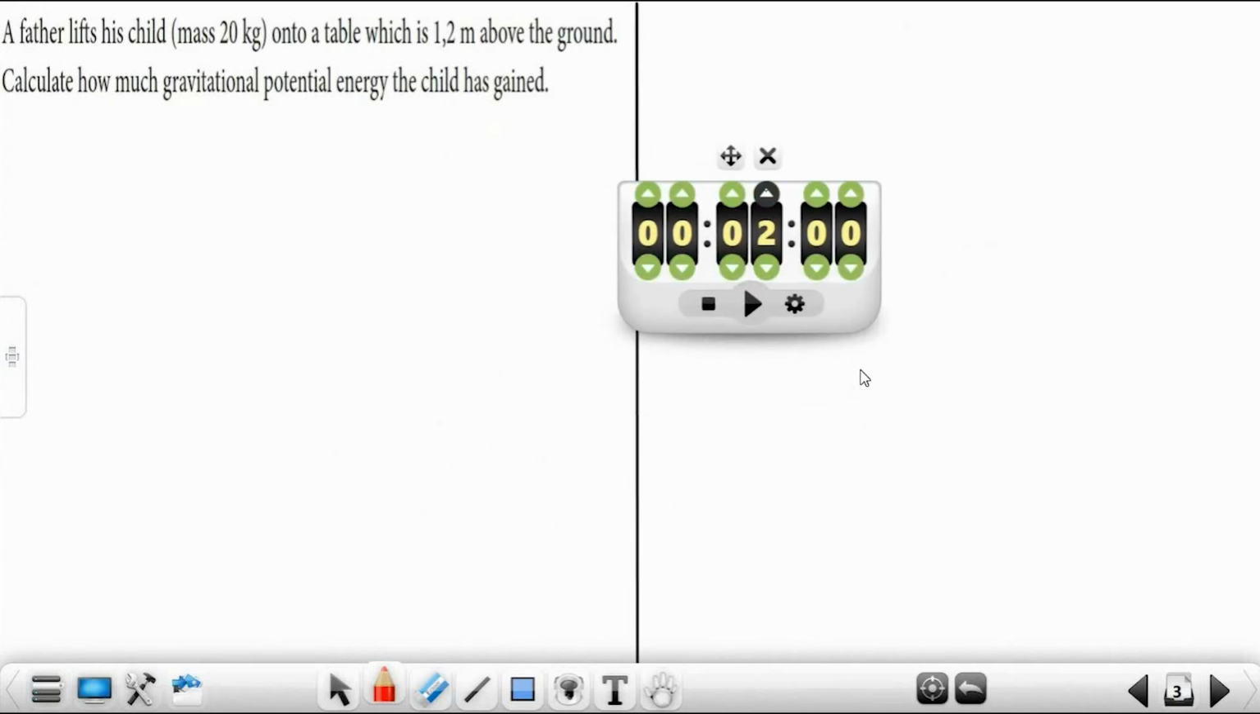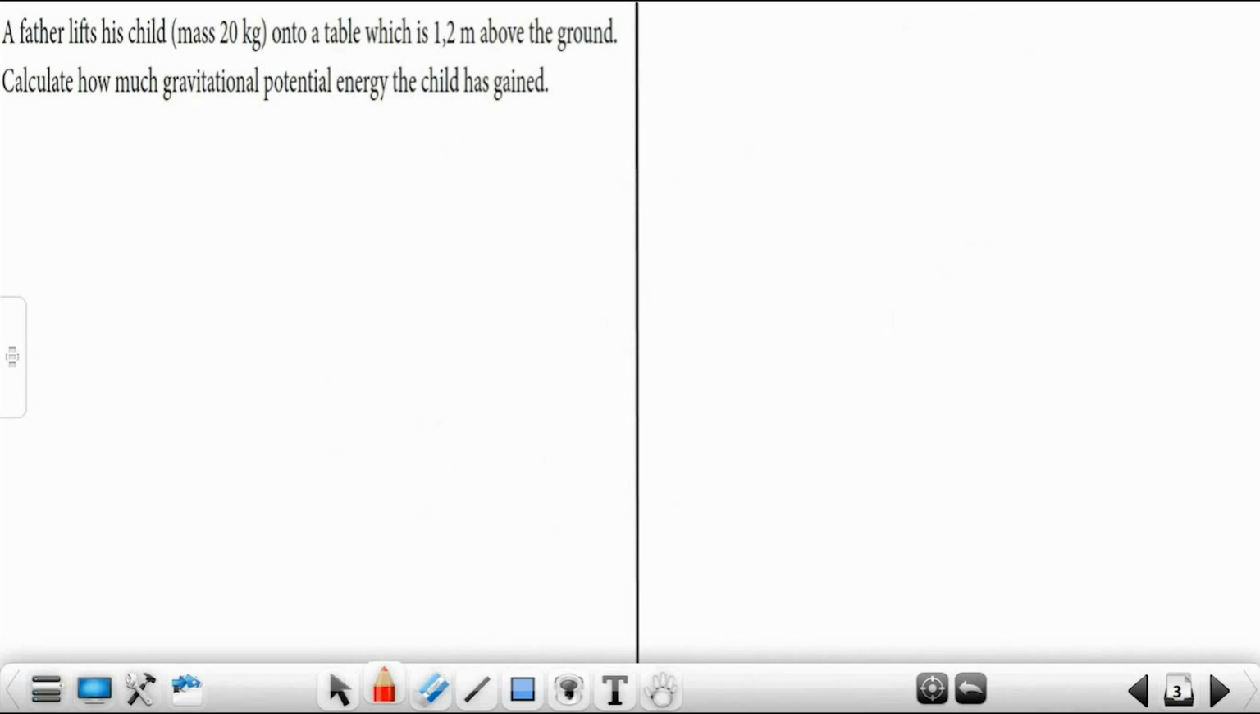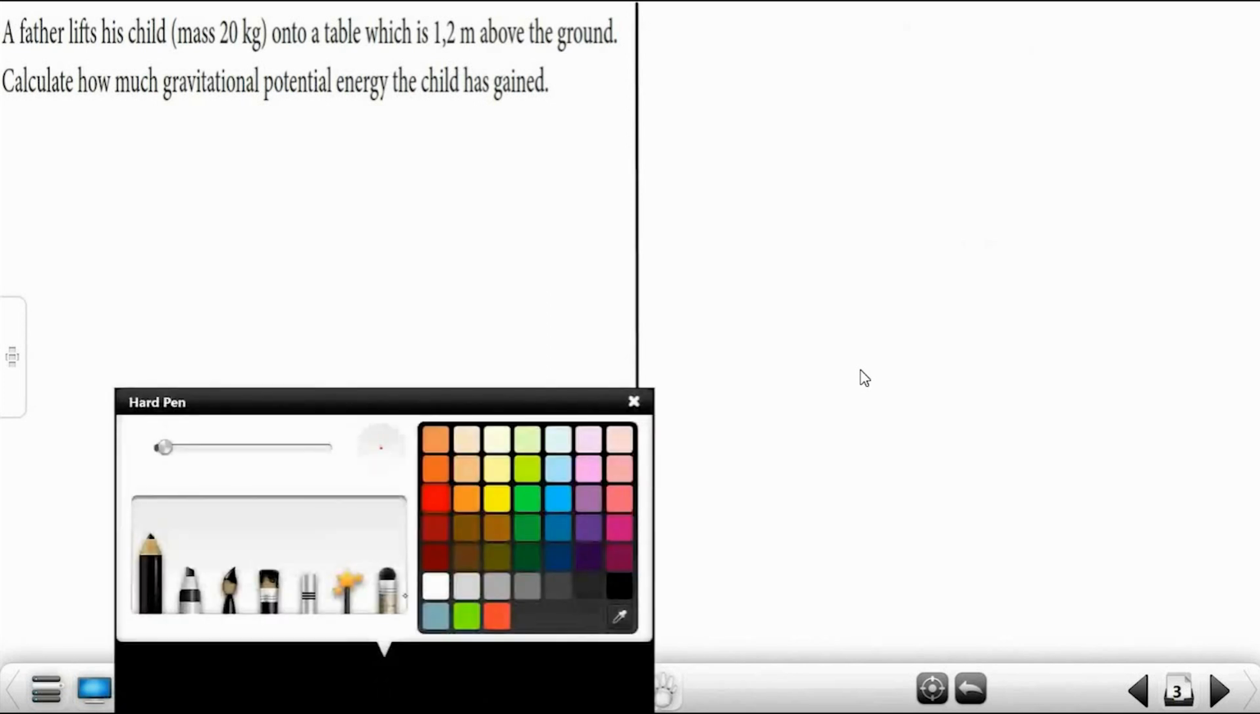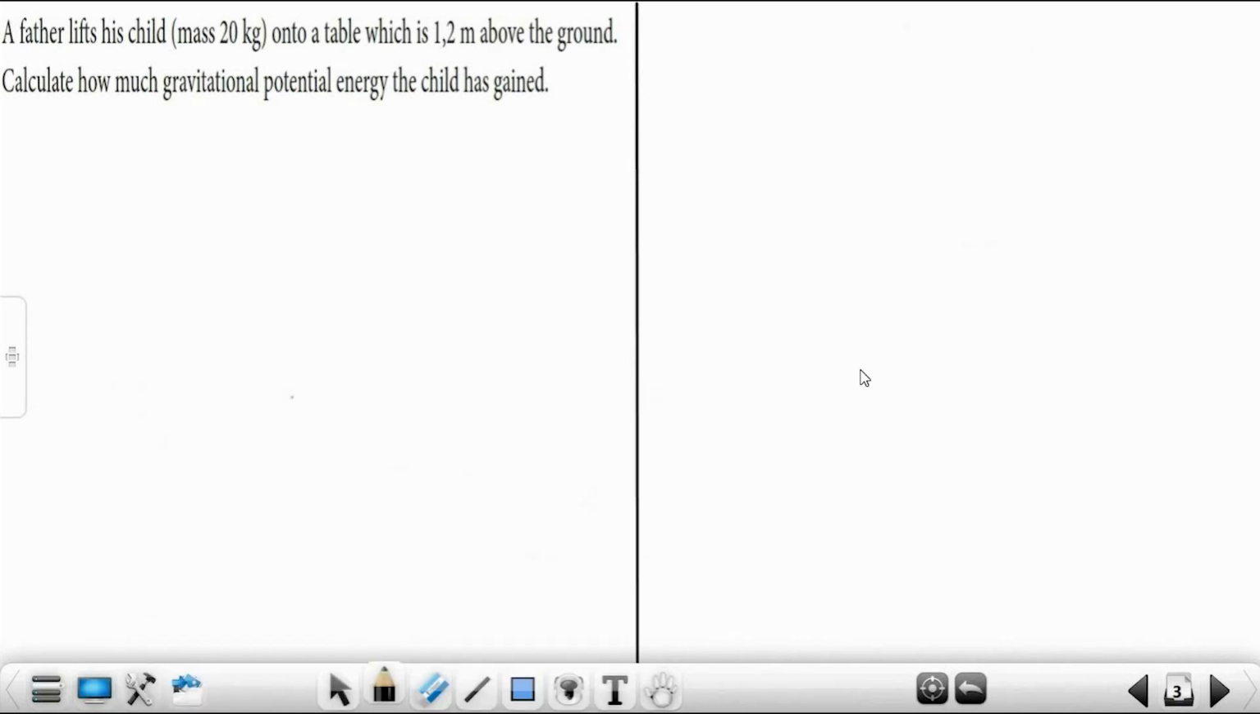You should now be in a position of doing this in the next 3 minutes. So I will give you that, and then quickly send me your answer. Do you have an answer for me? Yes, my answer is 235.2 joules. Okay.